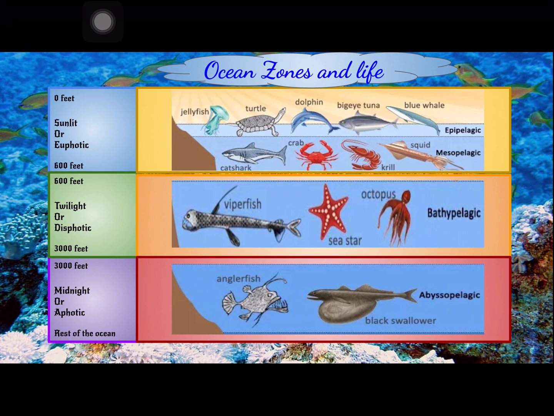In the twilight or dysphotic zone, animals like viperfish, sea stars, and octopuses live.